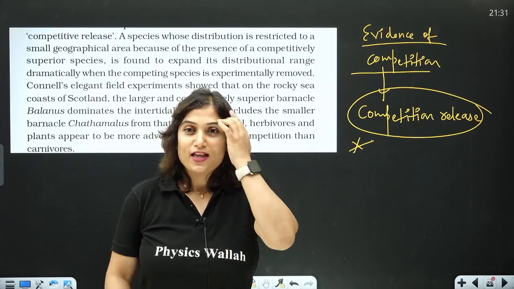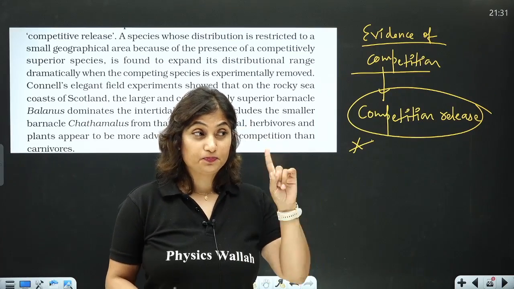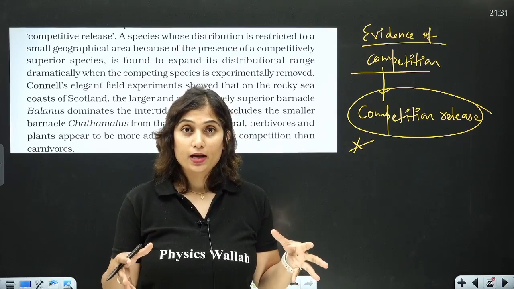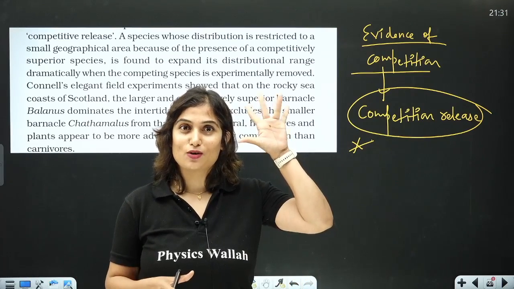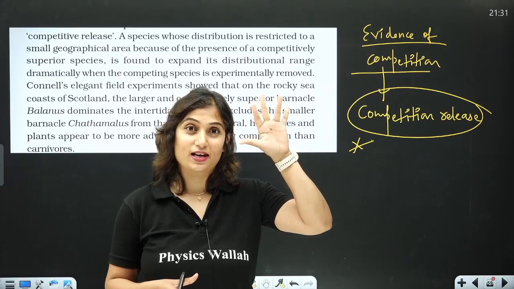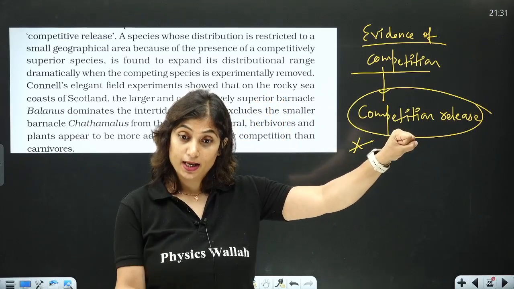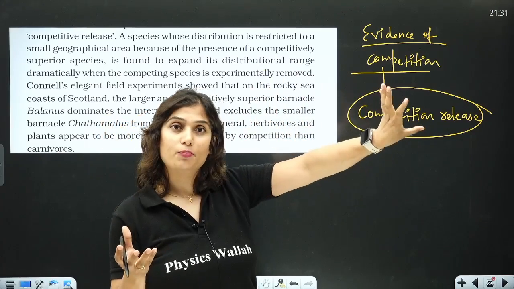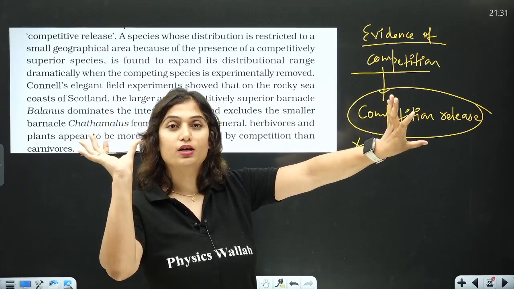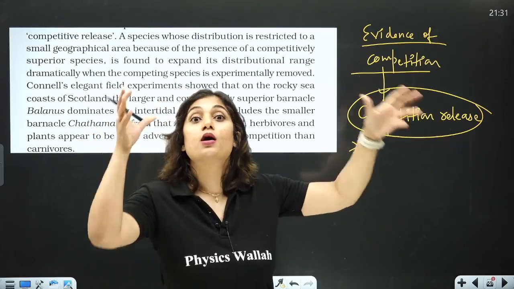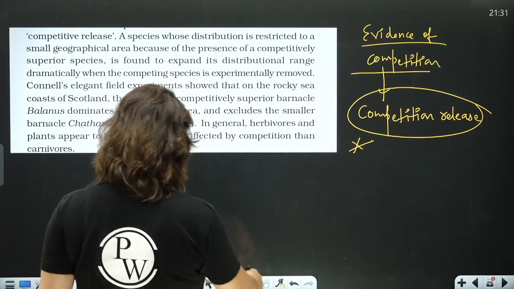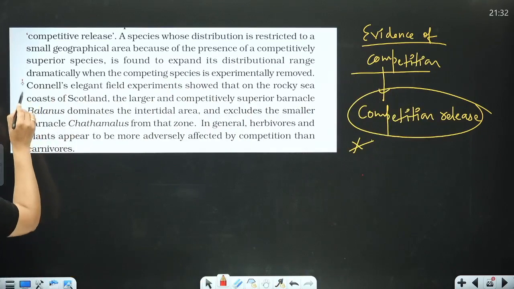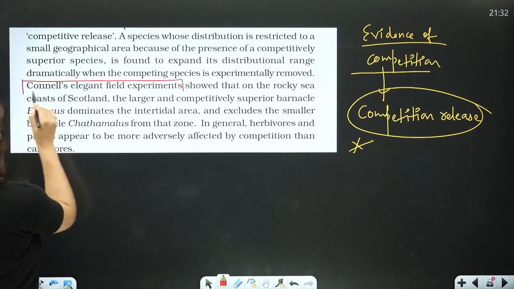That means there is only one reason why Chthamalus was not able to grow in that area: the presence of the competitor, Balanus. If I remove that competitor, Chthamalus will grow. So only if I release the competition will Chthamalus grow, and this is the evidence of competition. So this is very important. Connell's elegant field experiment. This is important.